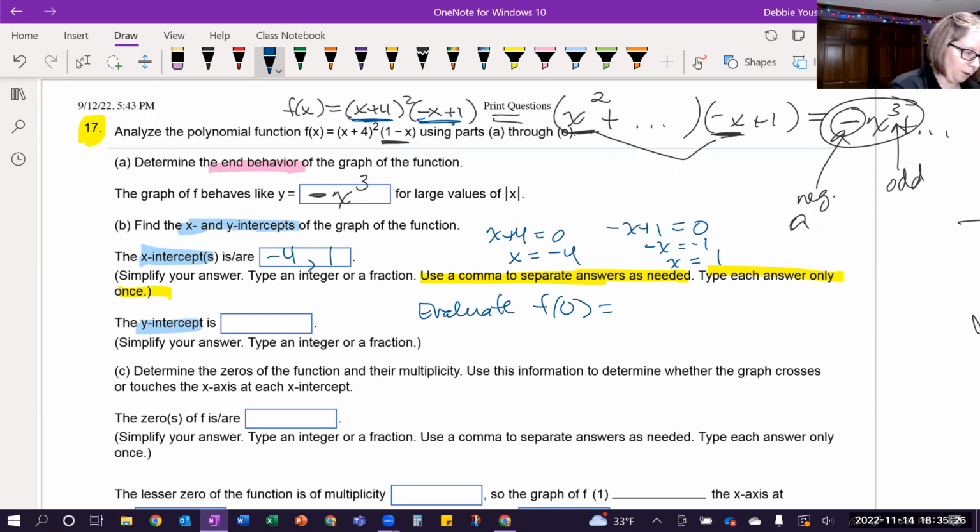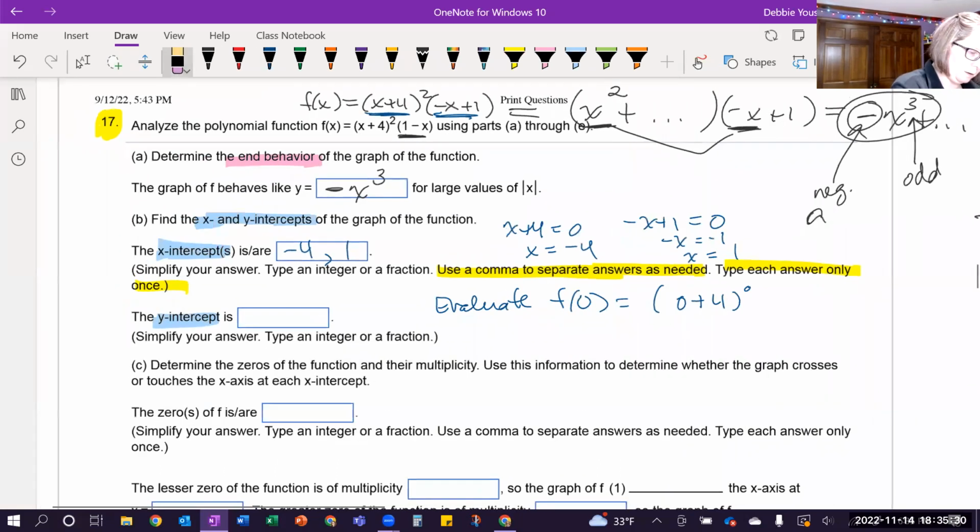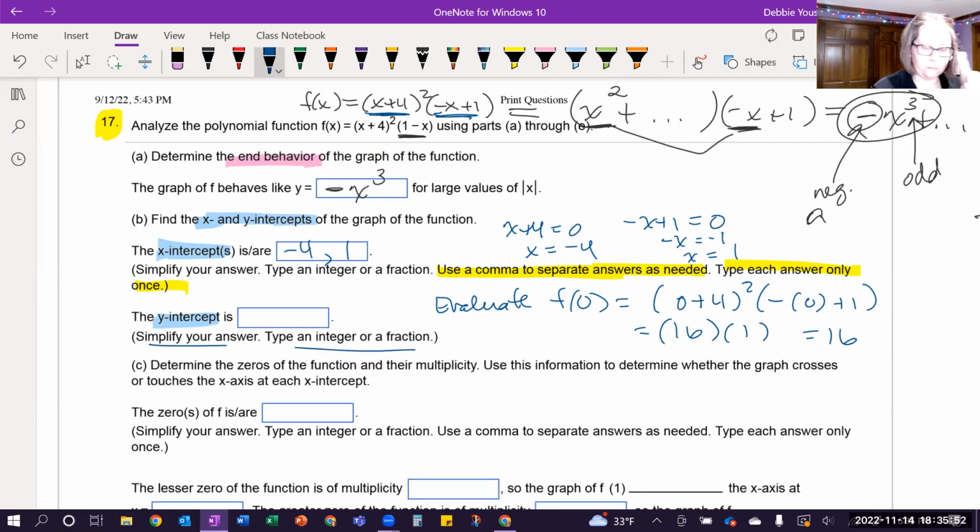So if I had a 0, I'd have 0 plus 4 squared. My mistake there. And then negative times 0 plus 1. So 0 plus 4 is 4 squared. That's going to be 16. And then negative 0 is just 0 plus 1 is times 1. 16 times 1 is 16. So it looks like the y value, which says to simplify, type an integer or fraction, and I only have one of them, is just 16. Again, no y equals, just the number 16.